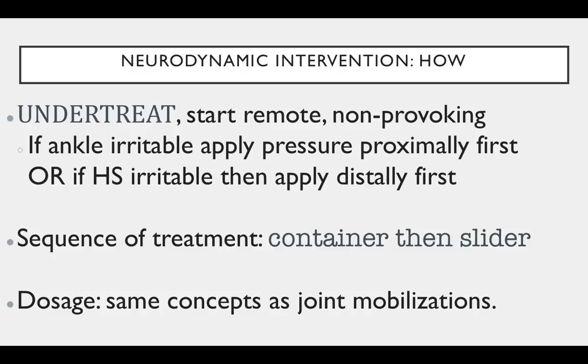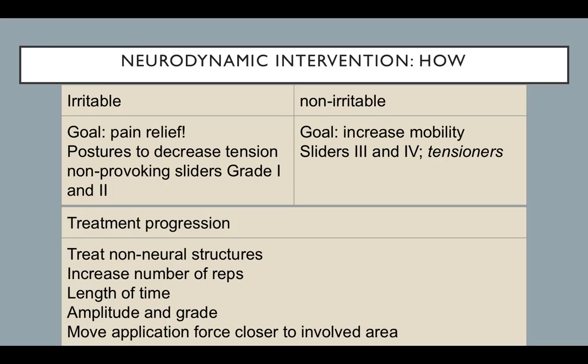When initiating treatment, start with undertreating. Start distal to the area in question with non-provoking techniques. In most instances, we treat the container, then add neuromobilization techniques, called a slider. We dose these treatments similarly to joint mobilizations. When considering where to start and how to progress a patient, begin with the question of irritable versus non-irritable.